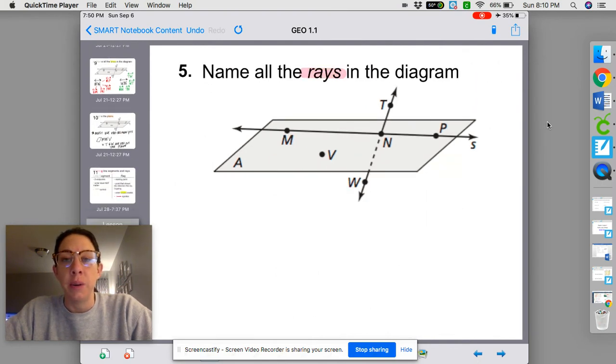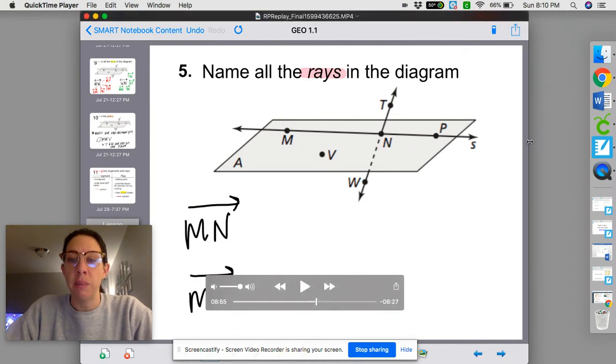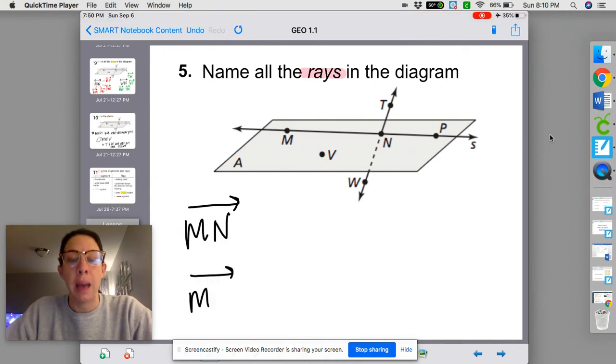All right, now we're going to look at different rays in the diagram, and we name the ray from its endpoint and then the direction we want to go in. So if this ray right here is ray MN, that means it's going to start at point M, that's its endpoint, and it's going to head in the direction of N infinitely.